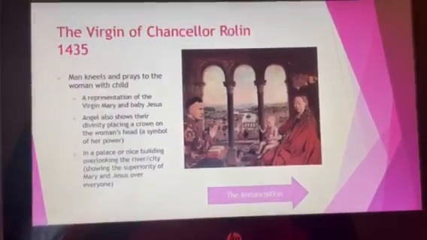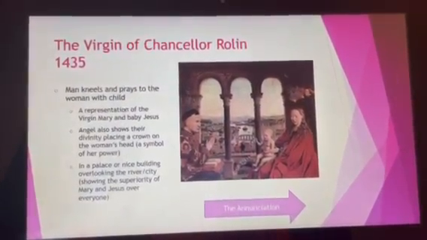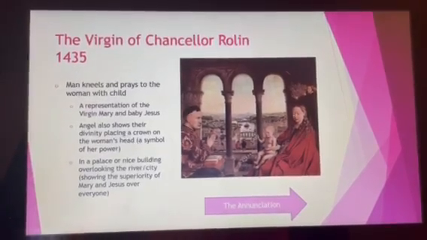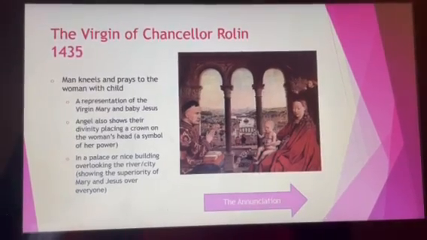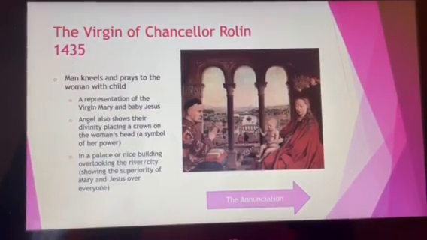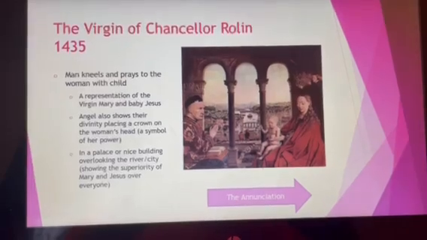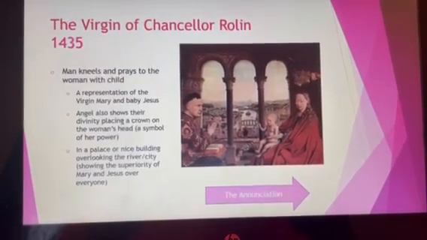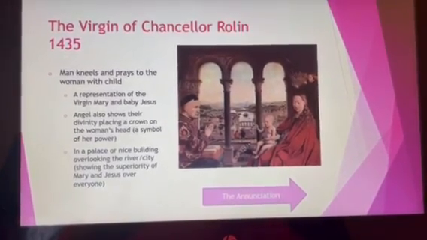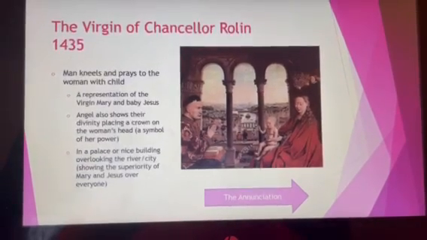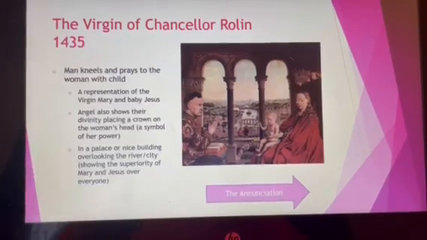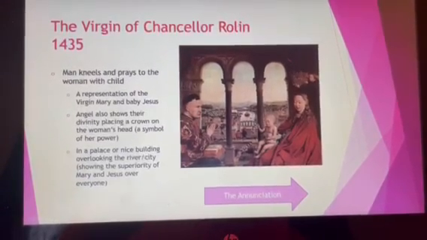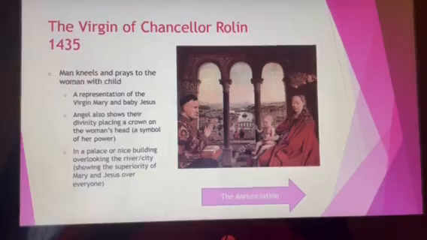The Virgin of Chancellor Roland is also a notable painting, painted in 1435. A man kneels and prays to a woman with child. This woman is the Virgin Mary and her baby Jesus, and as you can see, an angel is placing a crown on the woman's head. As the woman is symbolic of the Virgin Mary, this depicts her divinity and great power, and her symbolism as royalty.